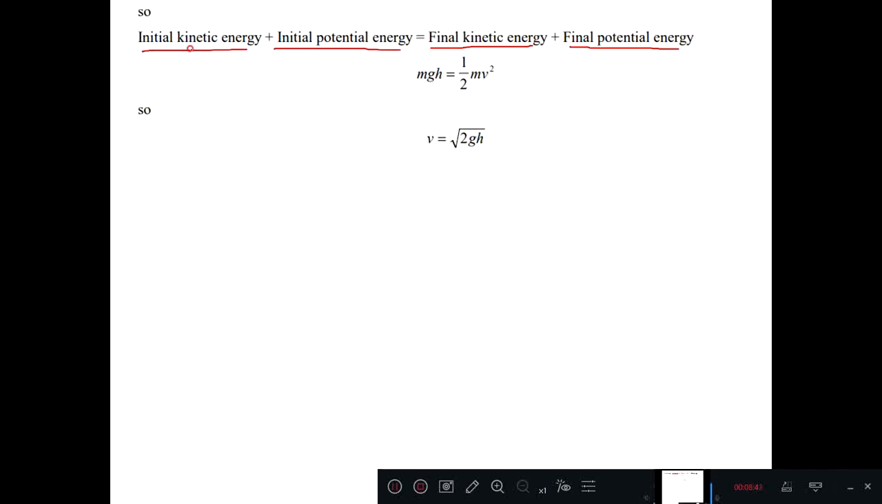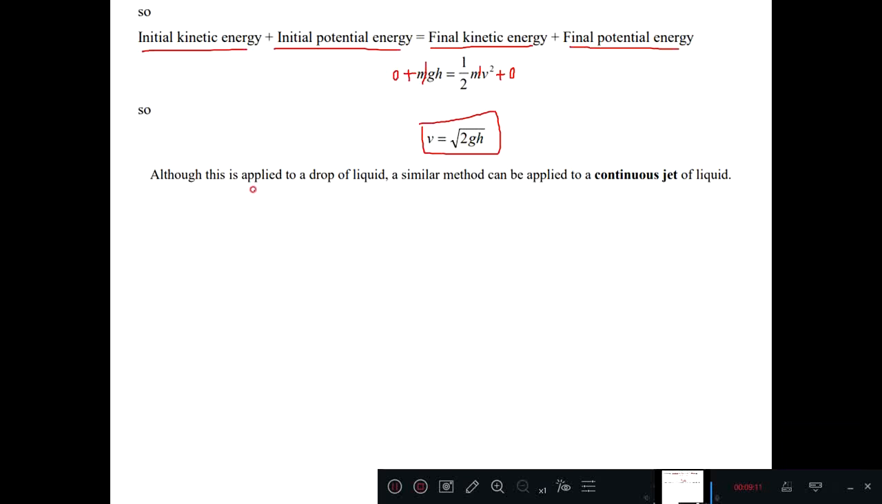So initial kinetic energy is 0 plus potential energy is m g h. The final kinetic energy is half m v square, and the final potential energy is 0. So 0 plus m g h is equal to half m v square plus 0. Here m cancels on both sides. The final equation we get is the velocity equation.